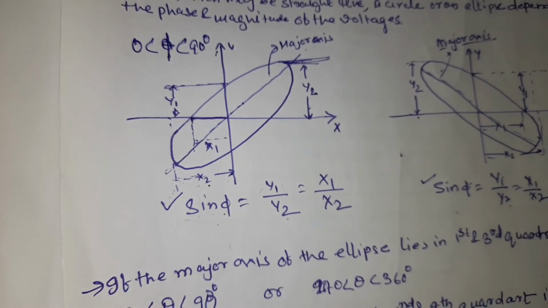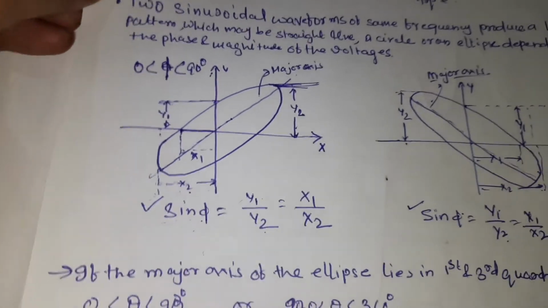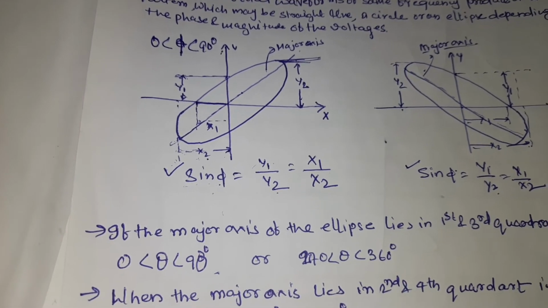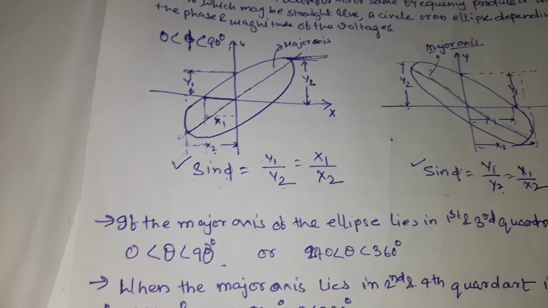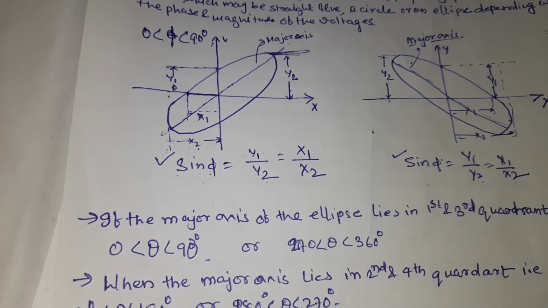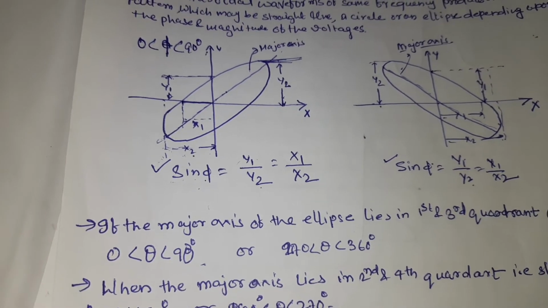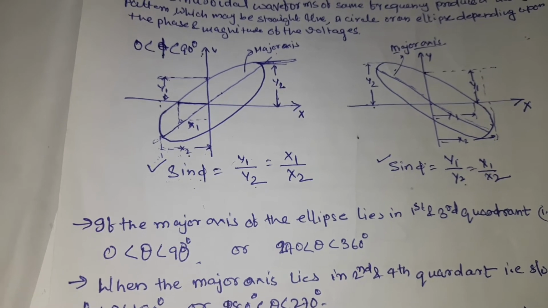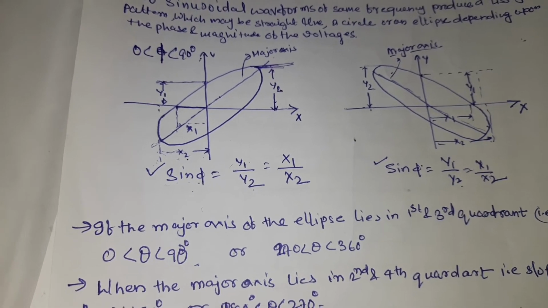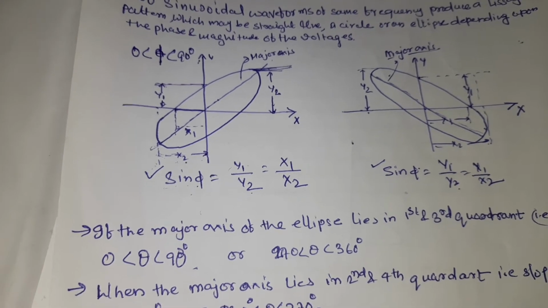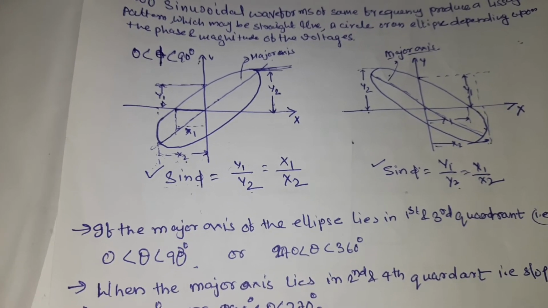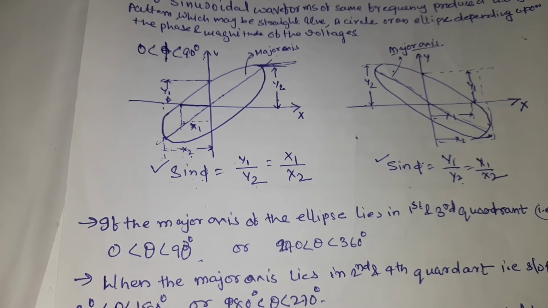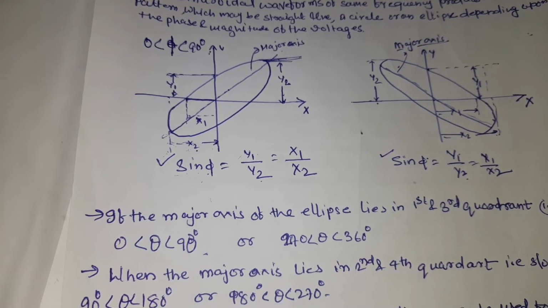So using this Lissajous pattern you can measure different phase shifts, but the condition is that two signals of the same frequency are applied to the CRO, one along the x-axis plate and another along the y-axis plate, and their magnitude and phase shift decide the pattern on the CRO. If the phase shift is 0 degrees, then a straight line appears across the first and third quadrant. If the phase shift is 90 degrees, a circle will appear. If the phase shift is 180 degrees, then a straight line appears in the second and fourth quadrant.